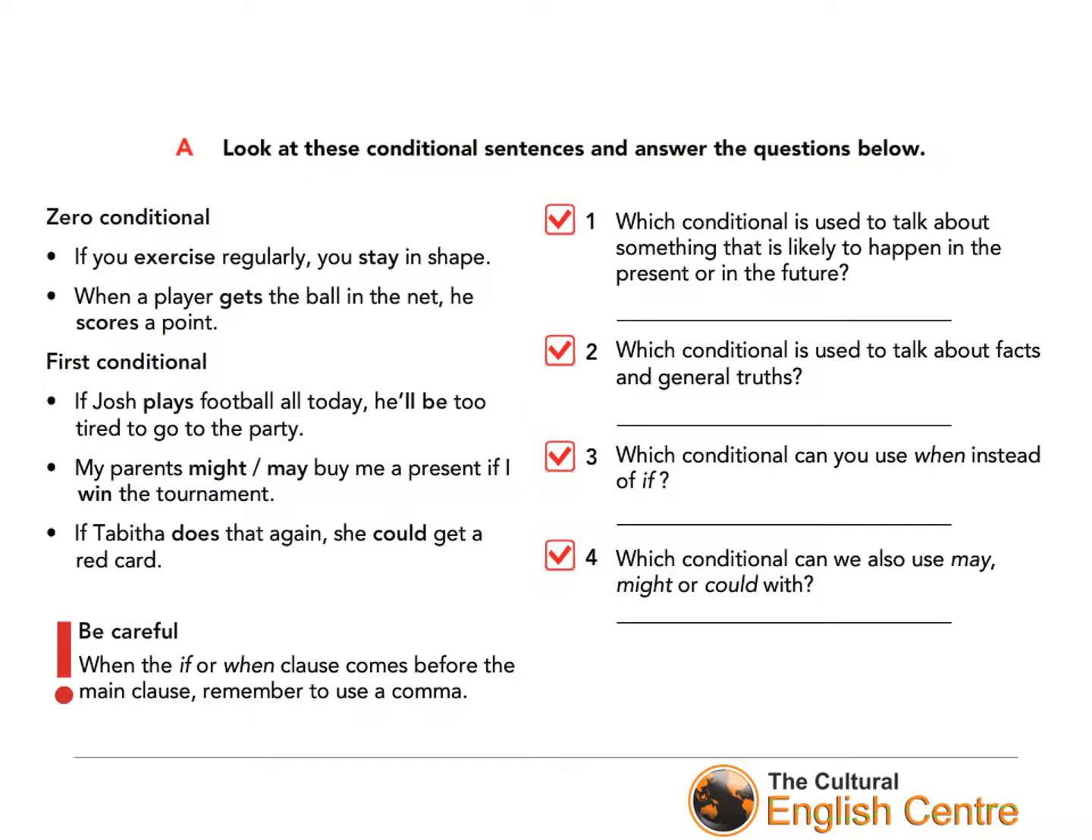Finally, it's time to look at an exercise from your book. There's only one. And it's on page 73. So please open your course books and do activity A on the blue side of the page. You need to look at the conditional sentences and answer the questions. It should be very easy after the explanation I've just given you. Pause the video if you're going to do it now. I'll see you in a second.